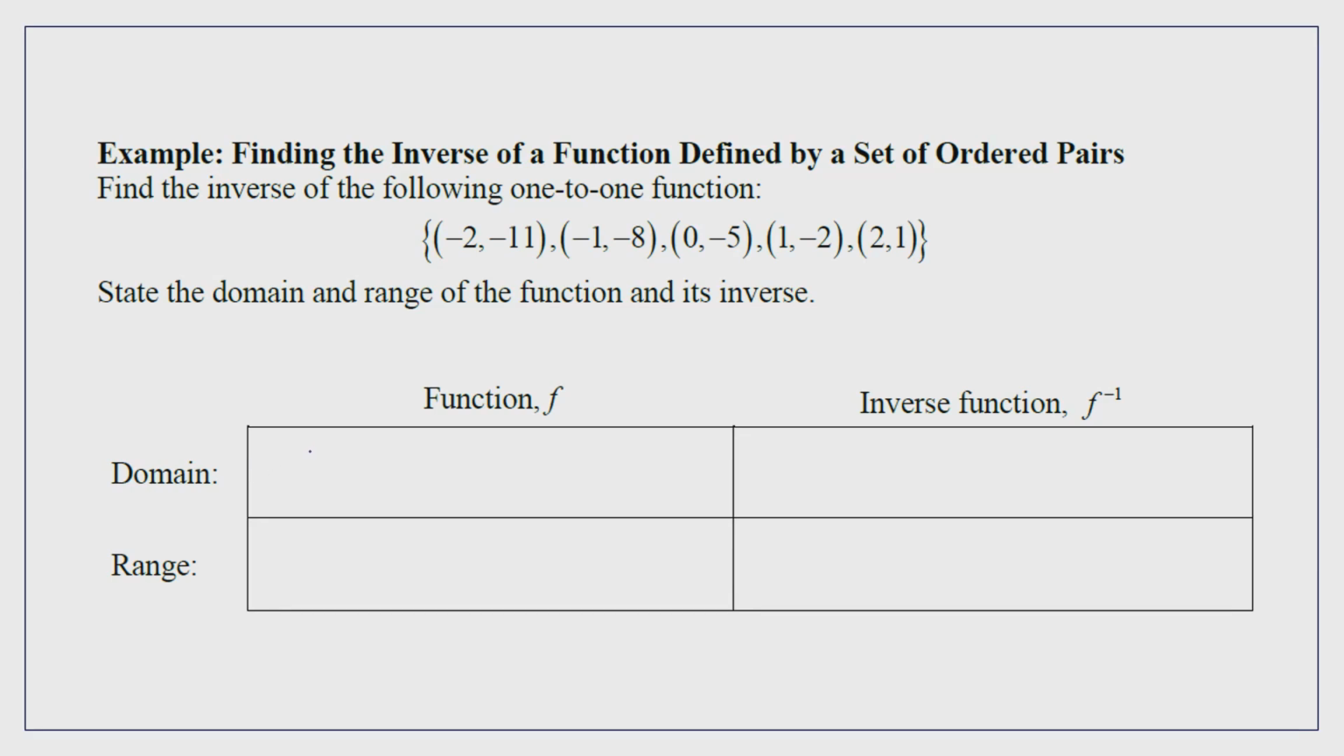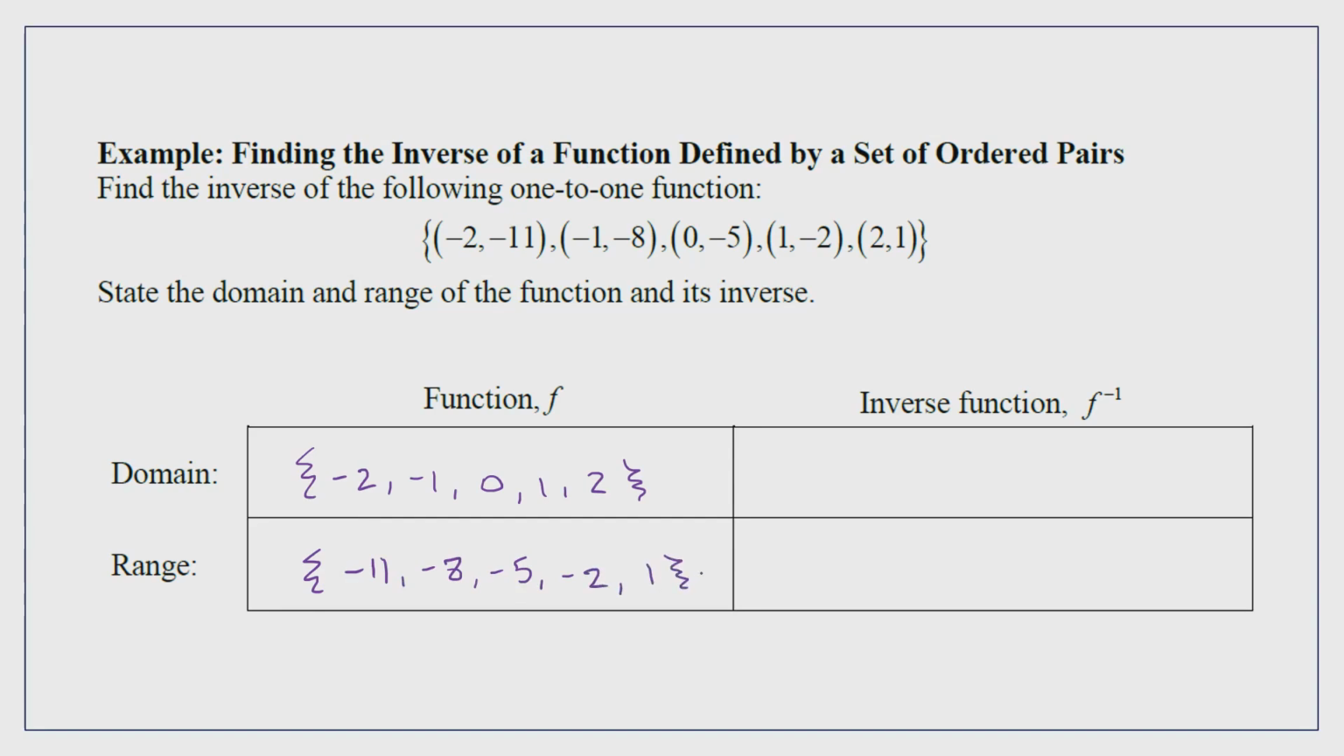So the domain is going to be all of our x coordinates. So that would be -2, -1, 0, 1, and 2. Our range is going to be all of the y coordinates. So that would be -11, -8, -5, -2, and 1.